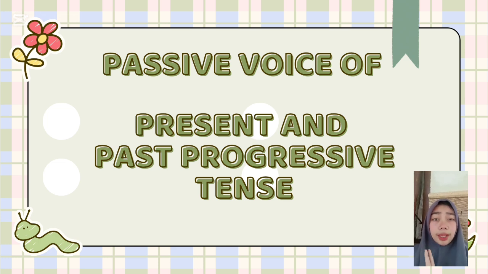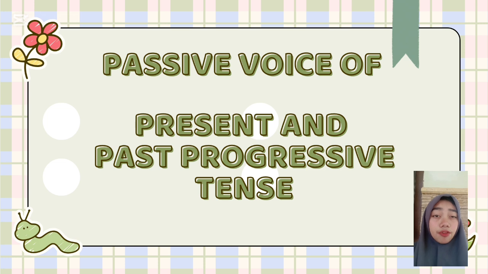Second, use the appropriate form of to be, is, am, are, based on the subject. Is for singular subjects, are for plural subjects, and am for I. Third, add being to indicate the progressive aspect. Four, use the past participle of the main verb. And last, optionally, add by and the agent if necessary.